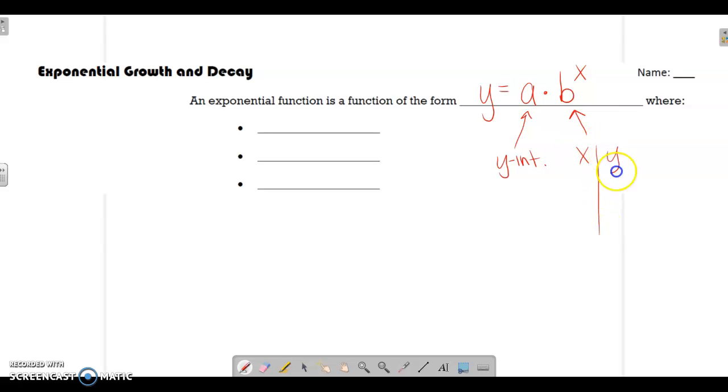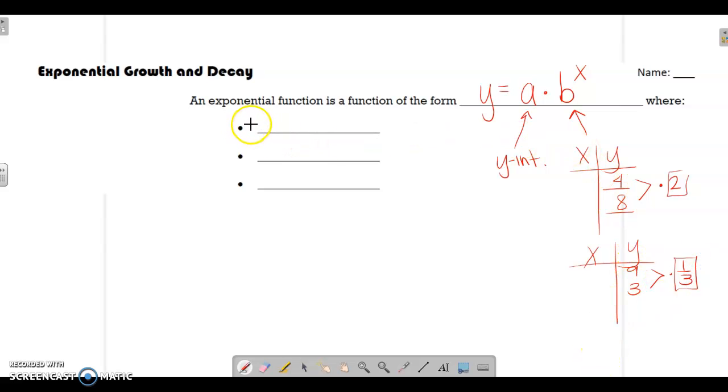When you fill out your table, whatever that b value is how you get from one y value to the next. So for instance, if this was 4 and this was 8, you're multiplying by 2, so your b value would be 2. Or for instance, in your table, if it was 9 and then 3, you're multiplying by 1/3, so your b value would be 1/3.